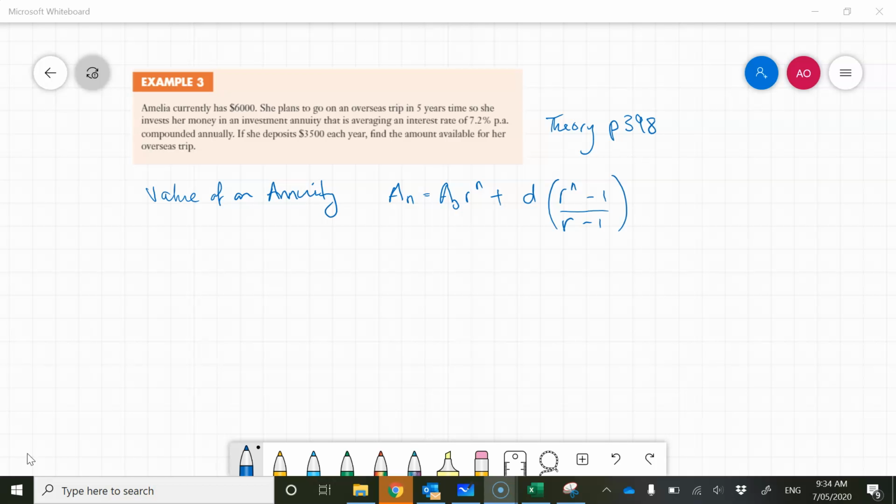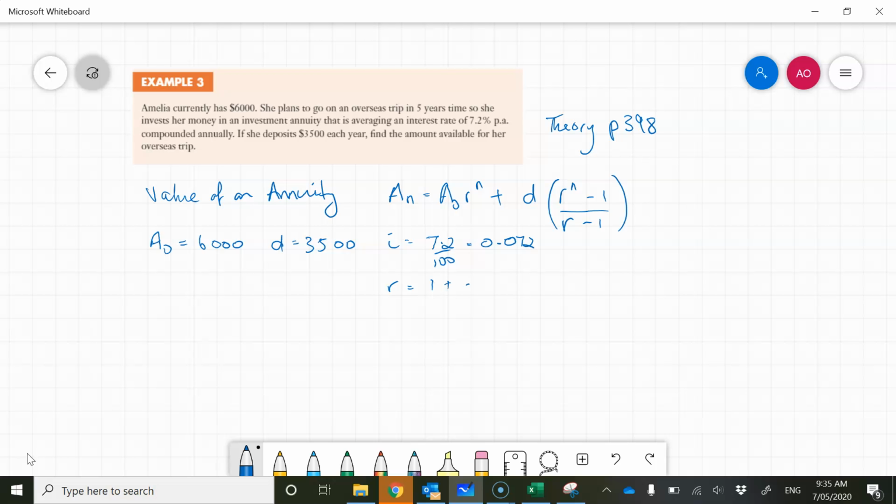All right, so we know here the values. A_0, how much does she have initially? She has $6,000. D is an easy one to pull out. She deposits $3,500. This time it's compounding annually and she's depositing annually, so that's really nice. So our I is equal to 7.2% as a decimal, which is equal to 0.072.